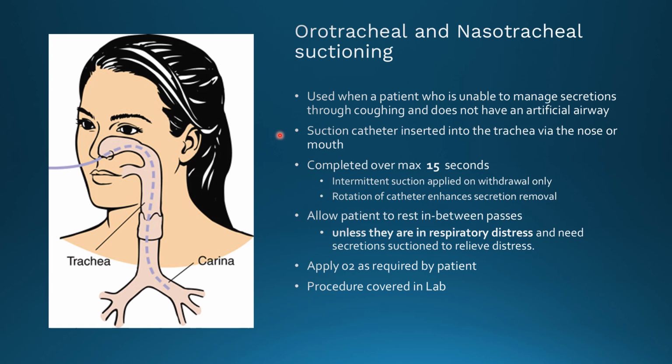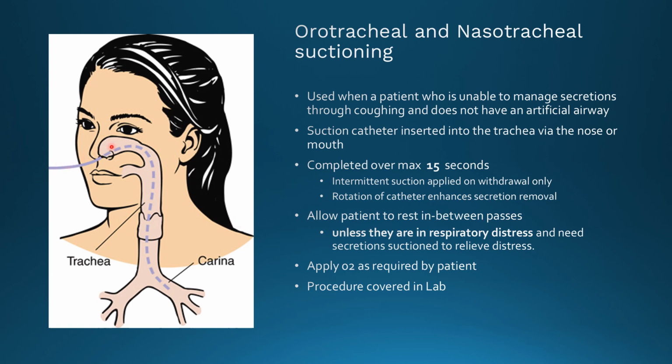So this is used when a patient is unable to manage secretions on their own through coughing and they do not have an artificial airway. So the suction catheter is inserted through the nose or through the mouth, and then down into the bronchi. It's completed over 15 seconds maximum. Suctioning is then applied on the withdrawal only.